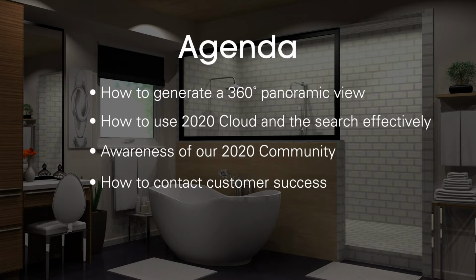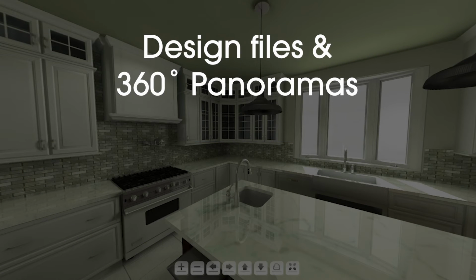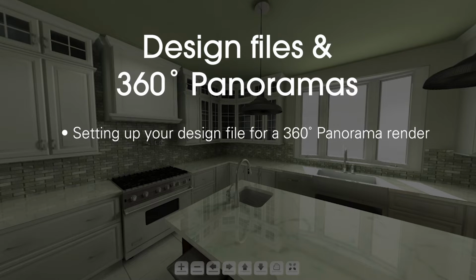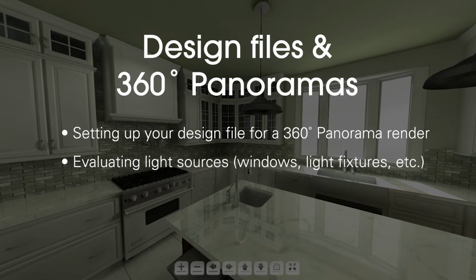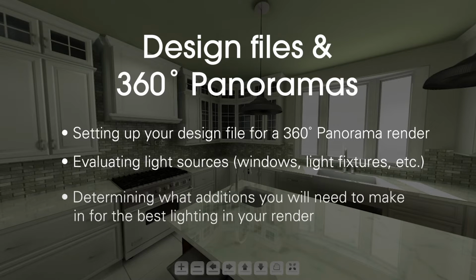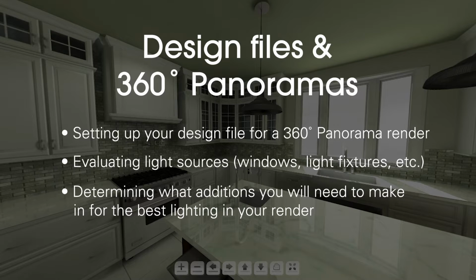Now we're going to be reviewing a design file and a 360 panoramic rendering. There's a lot of information to process before getting your final 360 panoramic view. So when we're setting up a file, what you'll need to do is evaluate all of your light sources, whether it's from windows, doors, light fixtures, or the fact you may even have an open room. All of these will play a factor in how your rendering is going to look. So from that point, you'll be able to determine what additions you'll need to do to your rendering in order to get the best lighting and generate the best view to send off to your customers.